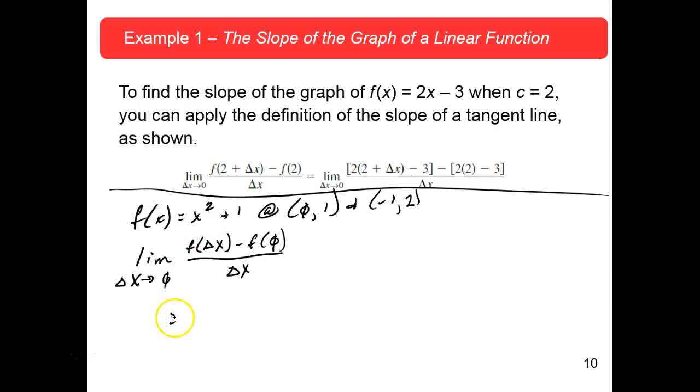So what's the f of your delta x in? Plug in delta x everywhere you see an x here. Can you? Put a delta x in everywhere you see an x there. What would that give you? Delta x squared plus 1, right? Agreed? Okay. Minus, and what's f of 0? We've already done it once. 1. Okay. And that's divided by delta x.